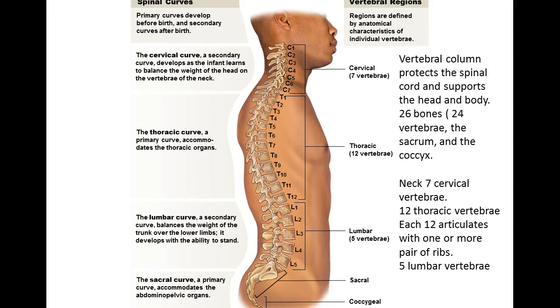There are three curves, or actually four curves, sorry. Four curves in the vertebral column. You have the thoracic and sacral curves. So you have a curve in the thoracic and sacral, and those are called primary curves.